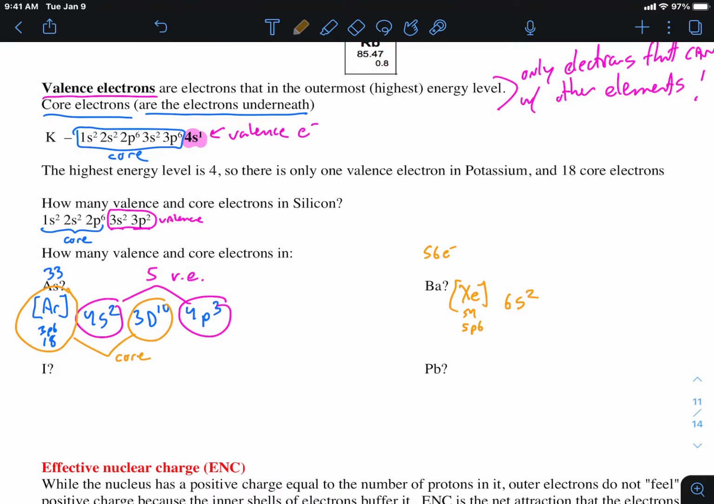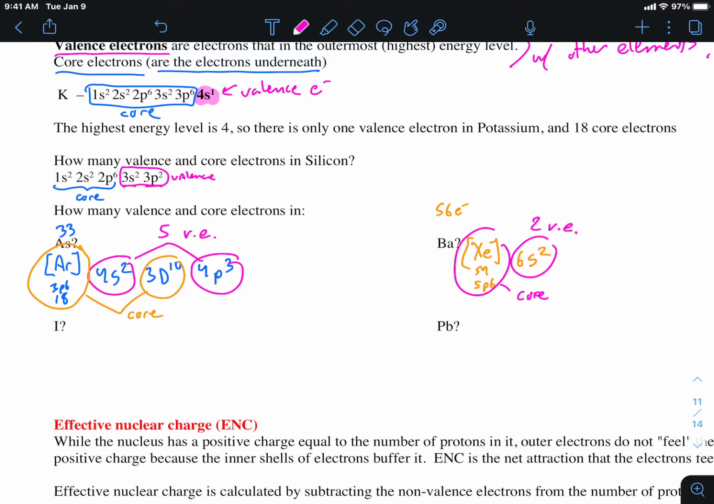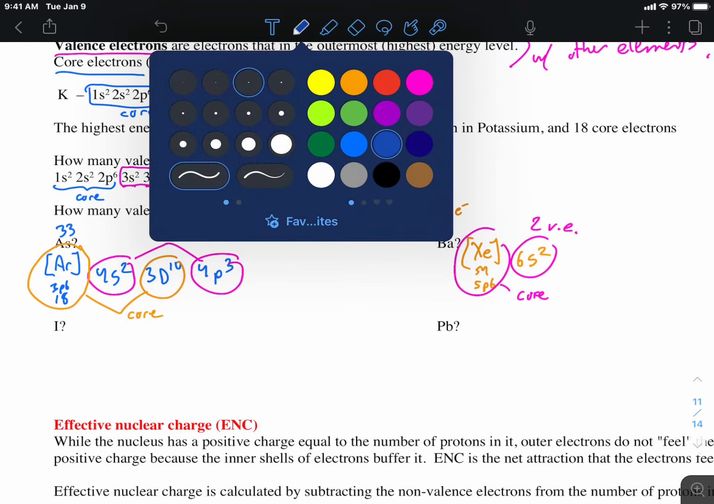Okay, well this one, there's not a whole lot of writing. How many valence electrons are there? 2. How many core electrons are there? Right. Take a second. I want you to see if you can figure out I, core electrons and valence electrons. I is iodine, element 53.